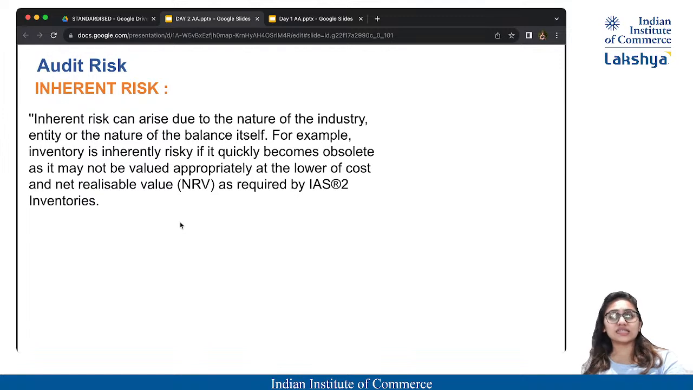So that is inherent risk, that my inventory is not valued appropriately. Because when I purchased the item, the lower of cost and NRV was my cost. But after 2 years, when the item became obsolete, now nobody wants to buy it, the lower of the two is going to be NRV. Because nobody wants to buy it, the realizable value becomes less. So that is my lower of cost and NRV. Okay.